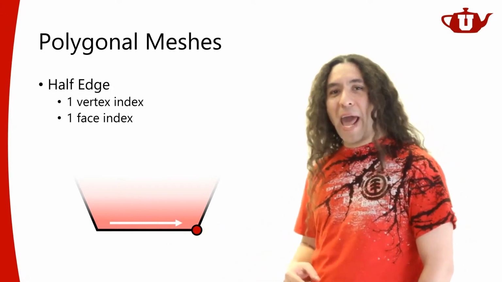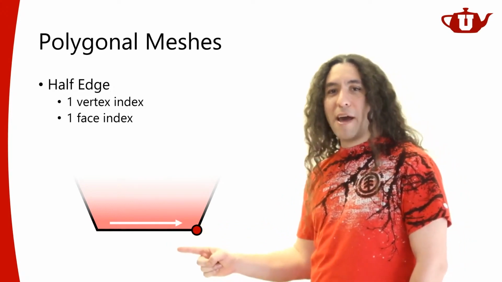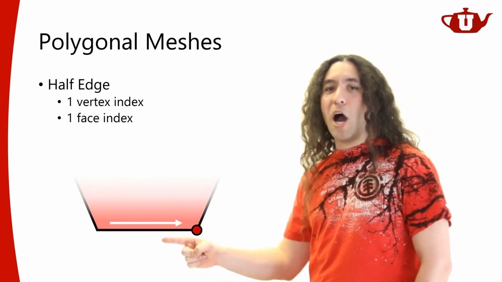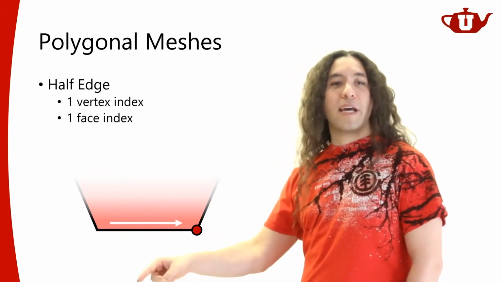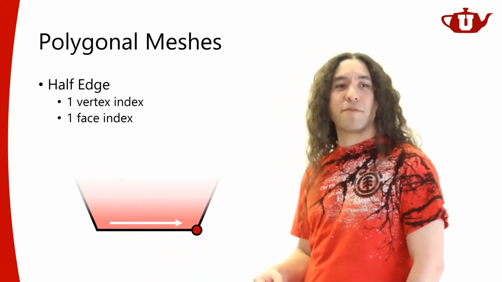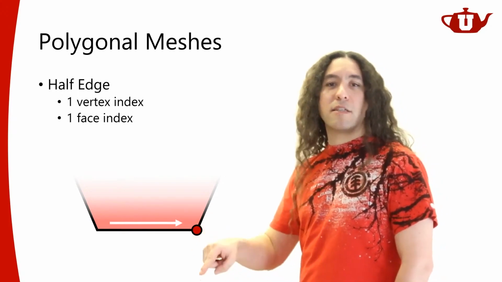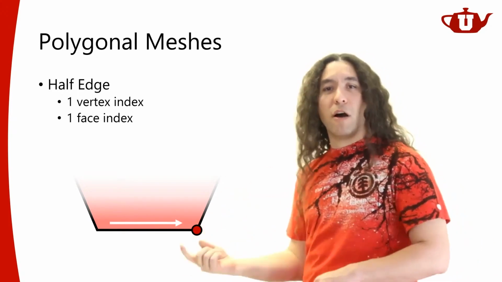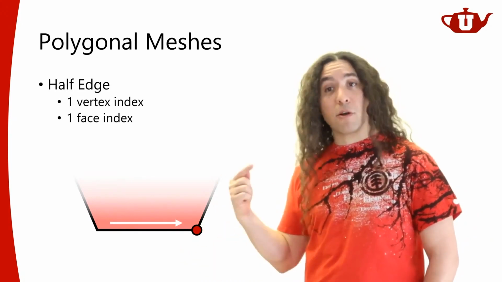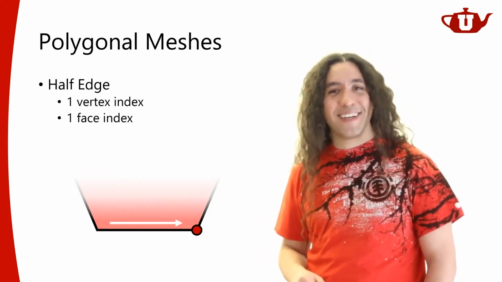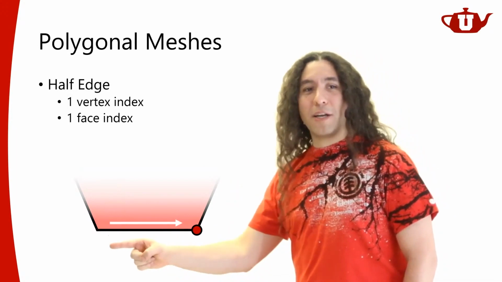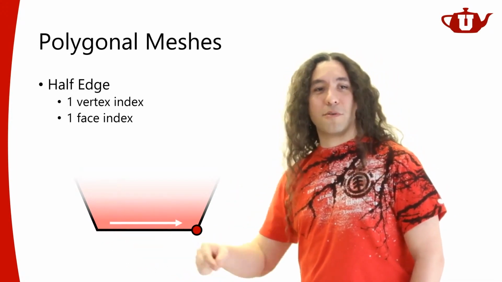So in the half-edge structure, I'm going to have a corresponding edge going in the opposite direction for the other face, for the corresponding face. And oftentimes I'm going to have some way of addressing the corresponding half edge of a half edge. That's going to be right over here in this direction, pointing to this vertex.